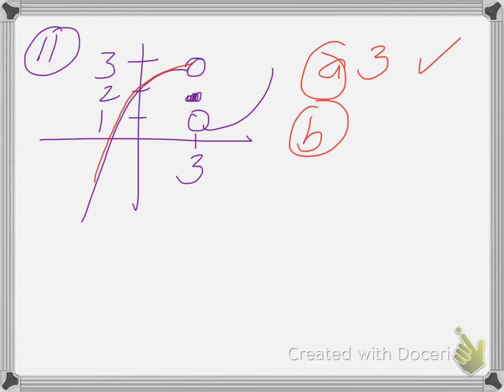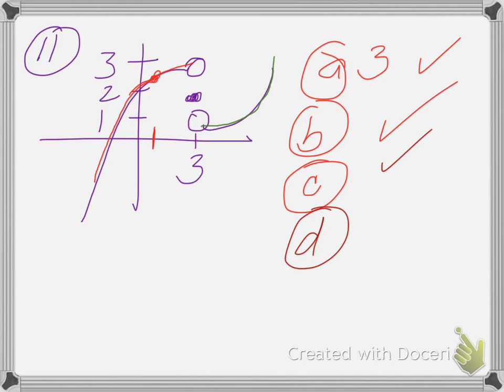Then I go to B. The limit as x approaches 1, so 1 is right here. And so at the limit as I approach 1, so from the left and from the right, I would be right here, is the same thing as f of 1. Yes, that's true. Okay, C. The limit as x approaches 3 from the right side is 1. Yes, that's also true.